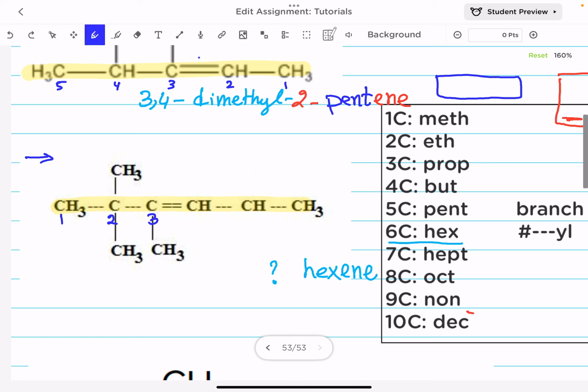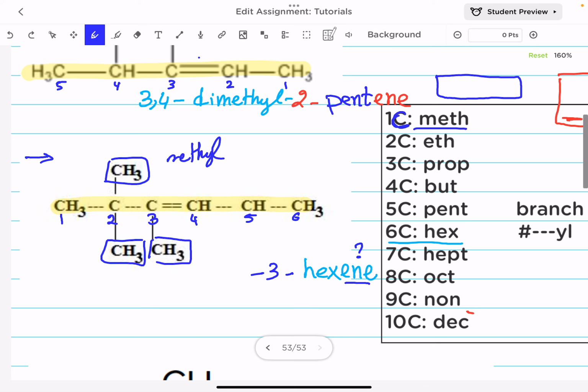So 1, 2, 3, 4, 5, and 6. So this one is going to be hexene. Where's the double bond? It's on the third. Now, in this one, I have 3 branches. Every single branch has 1 carbon. So that's a methyl, that's another methyl, and that's a third methyl.